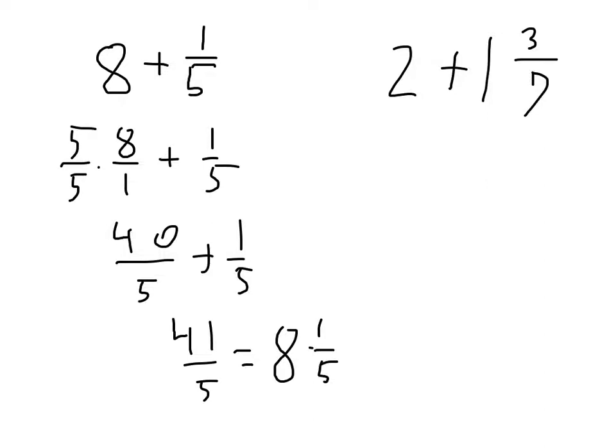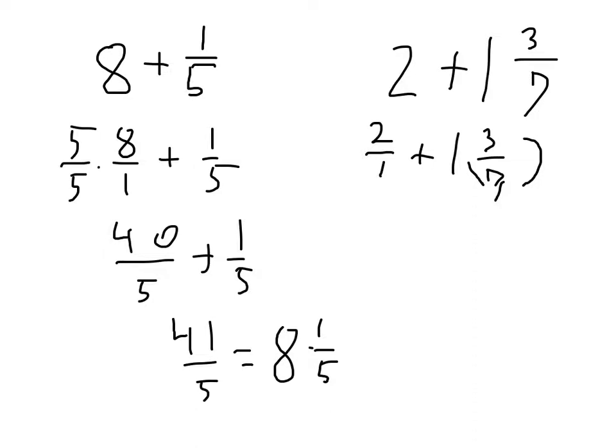Now the next problem is a little bit similar. We have 2 plus 1 with 3 over 7. So now first we'll need to add a 1 underneath the 2, making it 2 over 1 plus 1 with 3 over 7. Next we need to change this mixed number into an improper fraction. The way you do that is you multiply the 1 with the 7 and then add that number to the top, giving you the improper fraction.